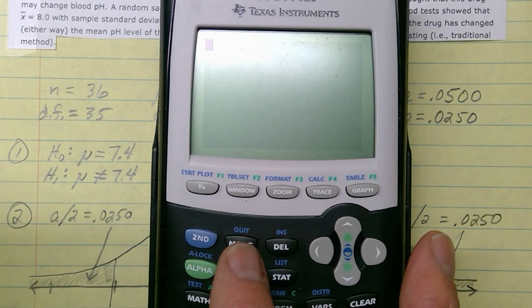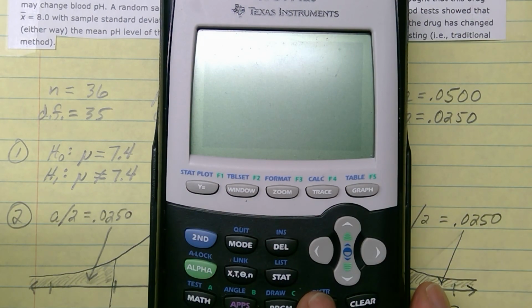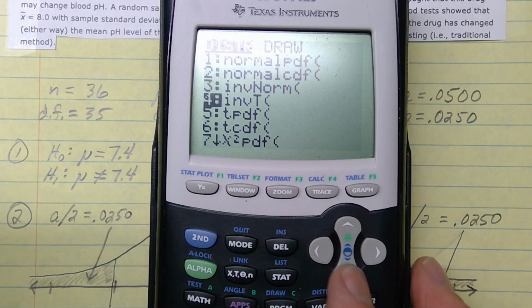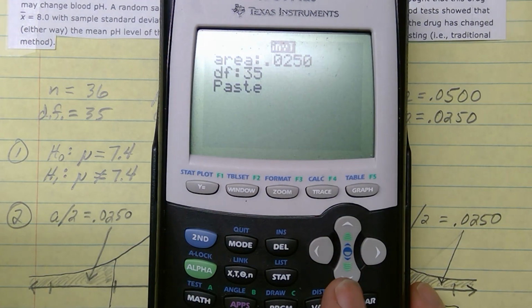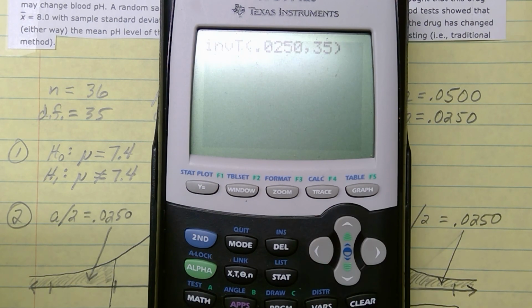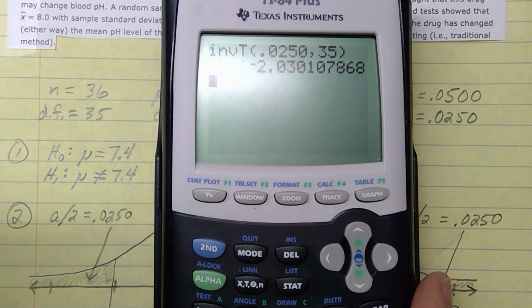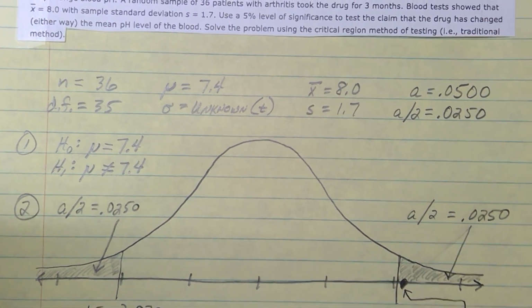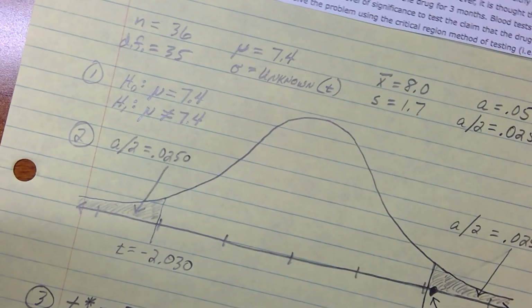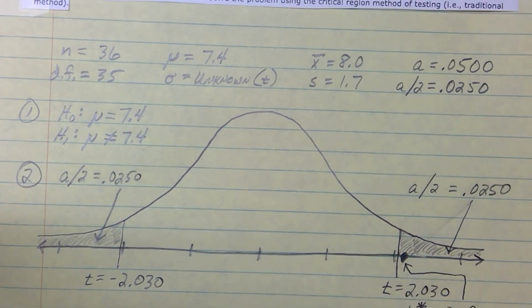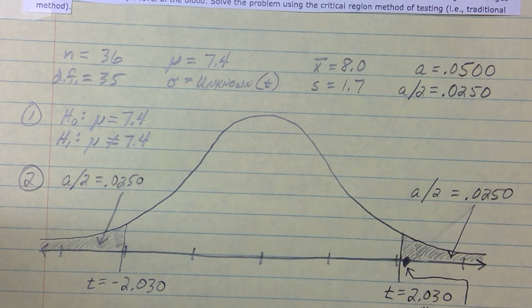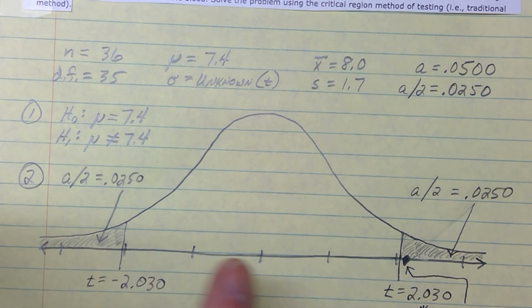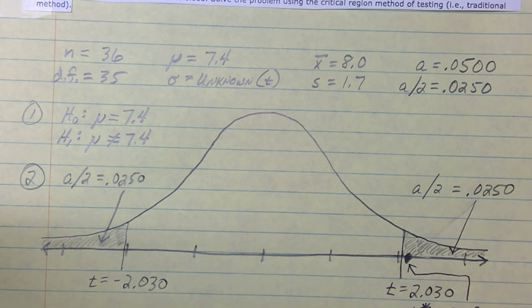So on the calculator, if I want to do a backwards t, I do second distribution. I choose inverse t, that means backwards t. That means give them the area, 2.5%, degrees of freedom 35, and then just paste it into your window, hit enter one more time. And it says you want to start shading at negative 2.03. All right, so we're going to start shading at not only negative 2.03, but at positive 2.03, because that'll put 2.5% on the left, and that'll put 2.5% on the right.